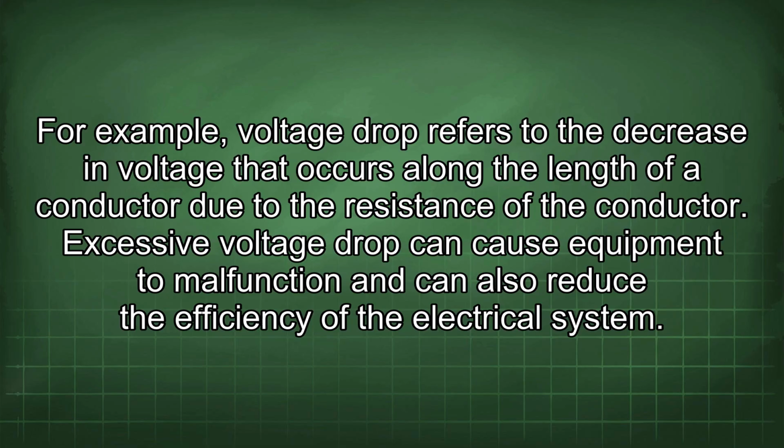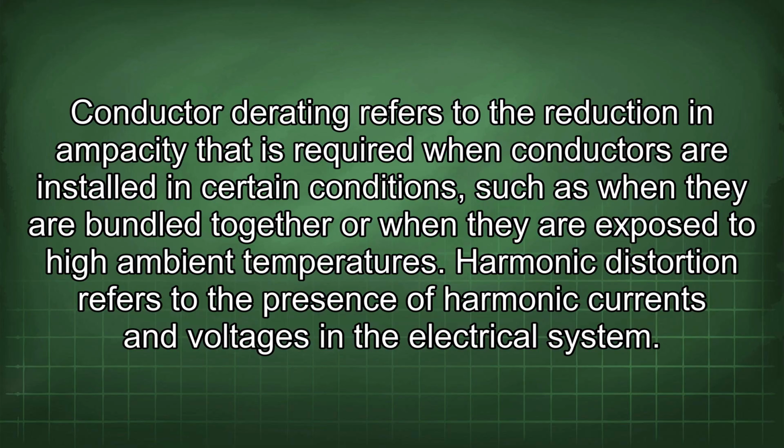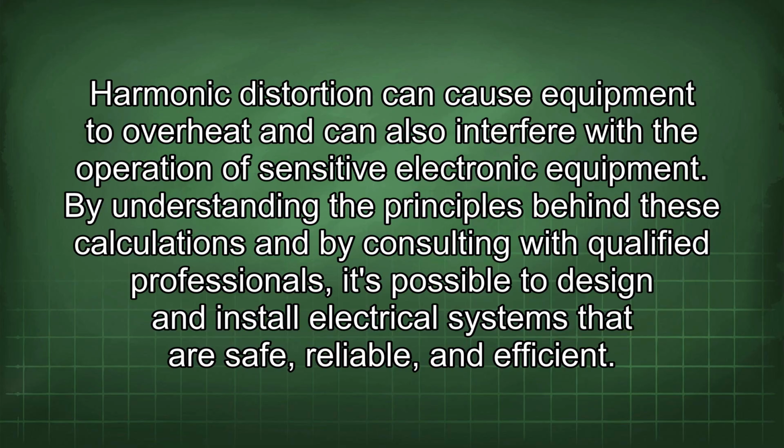For example, voltage drop refers to the decrease in voltage that occurs along the length of a conductor due to the resistance of the conductor. Excessive voltage drop can cause equipment to malfunction and can also reduce the efficiency of the electrical system. Conductor derating refers to the reduction in ampacity that is required when conductors are installed in certain conditions, such as when they are bundled together or when they are exposed to high ambient temperatures. Harmonic distortion refers to the presence of harmonic currents and voltages in the electrical system. Harmonic distortion can cause equipment to overheat and can also interfere with the operation of sensitive electronic equipment.